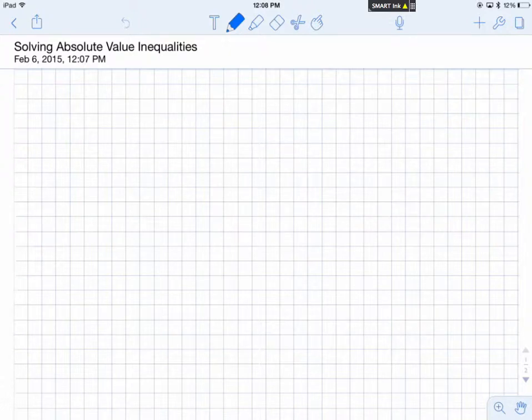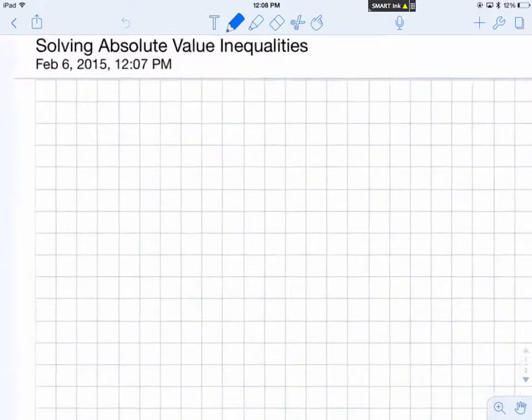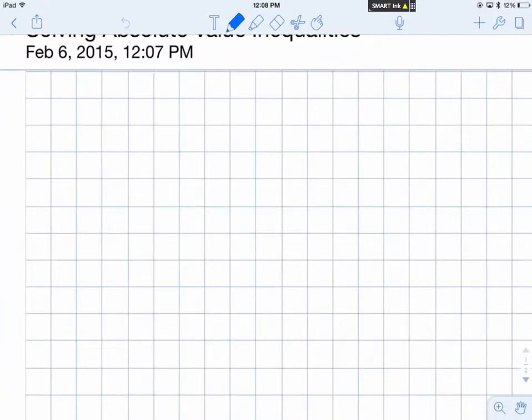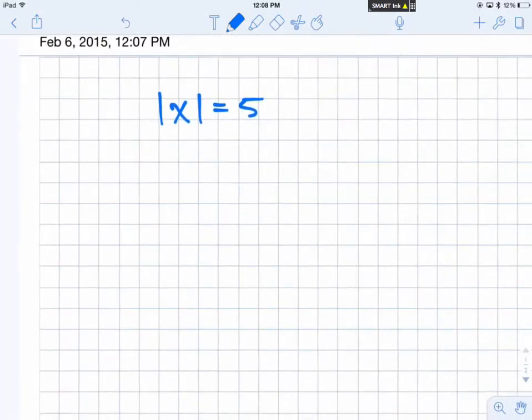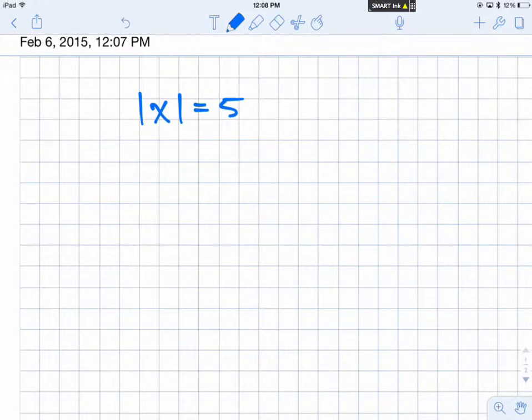Hey guys, so now that we've learned how to solve absolute value equations, now it's time to learn how to solve absolute value inequalities. But I like to start with an easy absolute value equation that I'm sure you know how to solve. Think about the equation, the absolute value of x is equal to 5. And I'm sure you already know what the solutions are to this. It's x could be 5 or x could be negative 5.